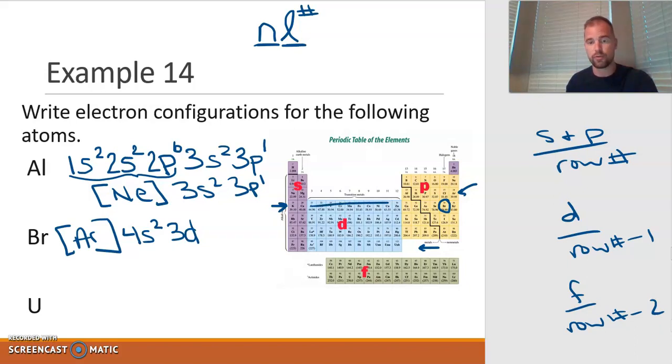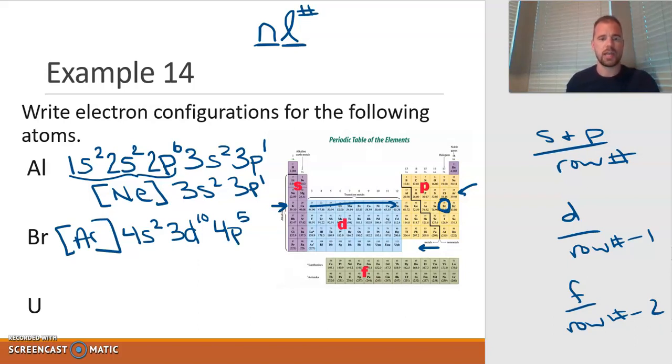Nevertheless, I go all the way through, so that's a maximum of 10 electrons. When I get back to the P block, I jump back up to the 4th energy level, because S and P are always equal to the row. And I'll write 4P, and then I'll stop at 5, since bromine is where we're going.